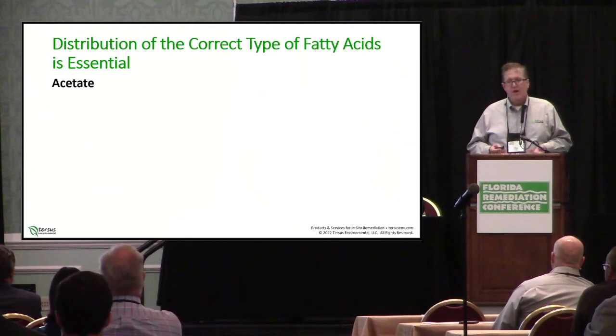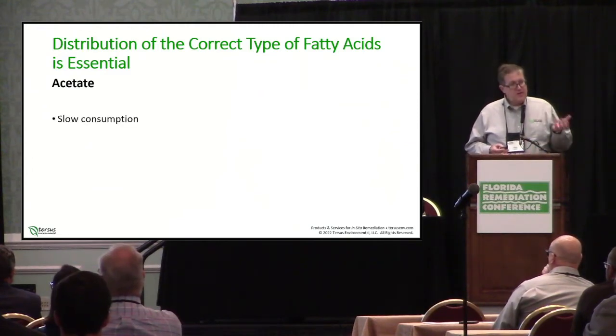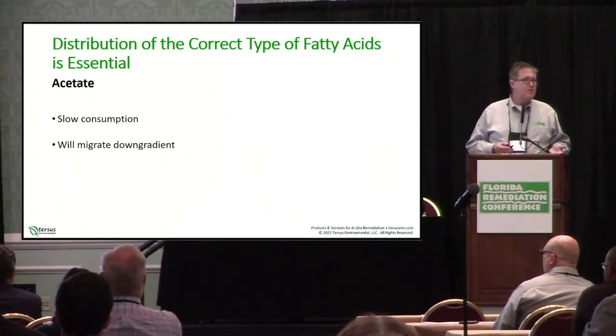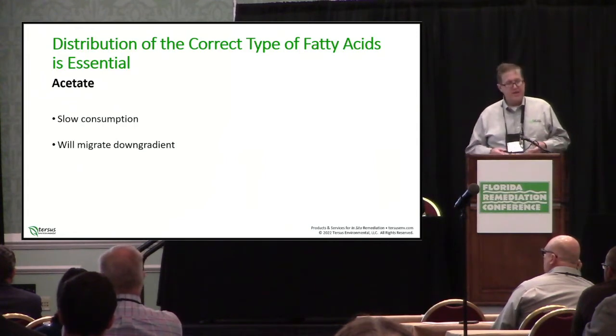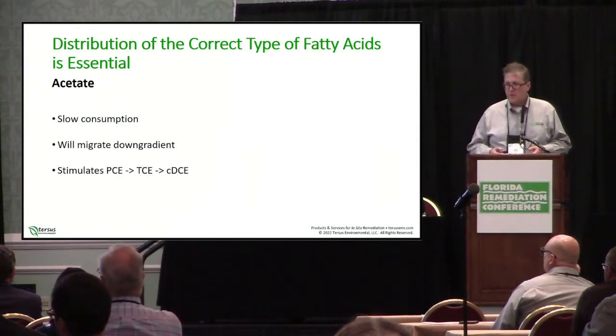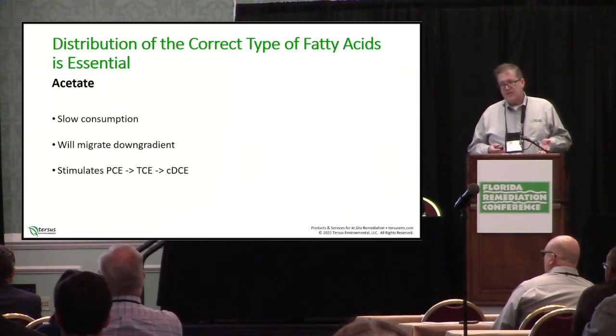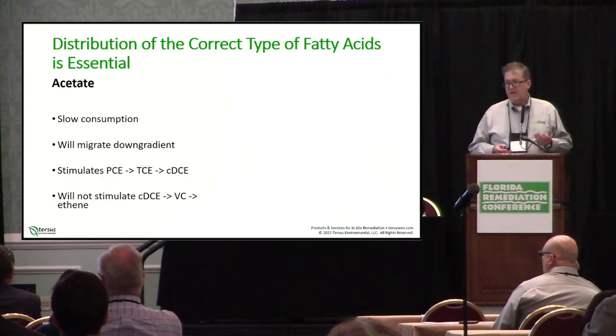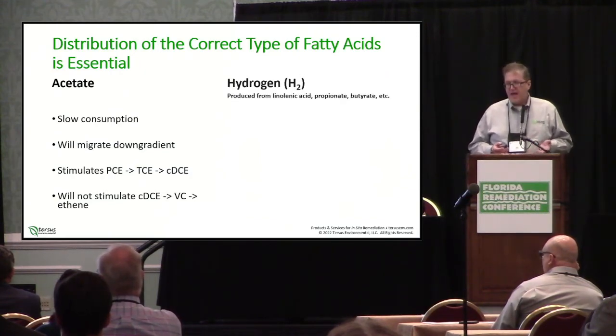You need to have the right types of fatty acids for reductive dechlorination to occur. And so if we look at acetate, it has slow consumption. So when we inject soybean oil and it slowly ferments, the acetate is going to stick around for a considerable period of time. And the acetate will migrate some distance down gradient, a couple of meters from the injection point. Unfortunately, the acetate will stimulate PCE to TCE to DCE, but it will not stimulate cis-DCE to vinyl chloride to ethene. And for that, you need hydrogen.